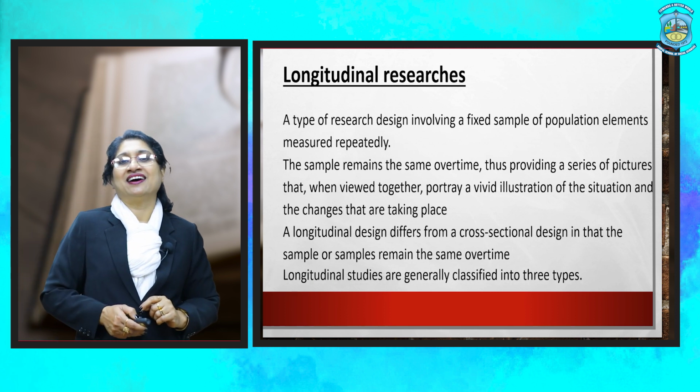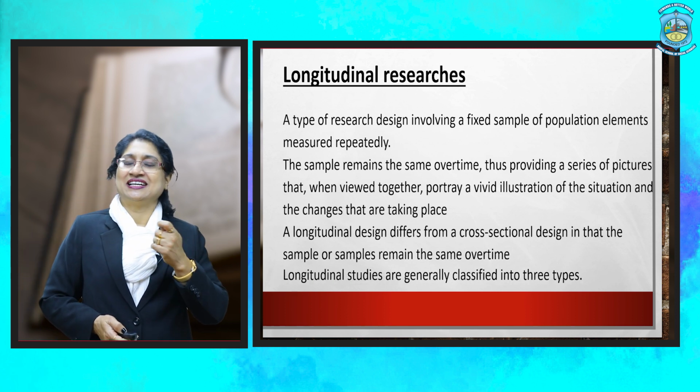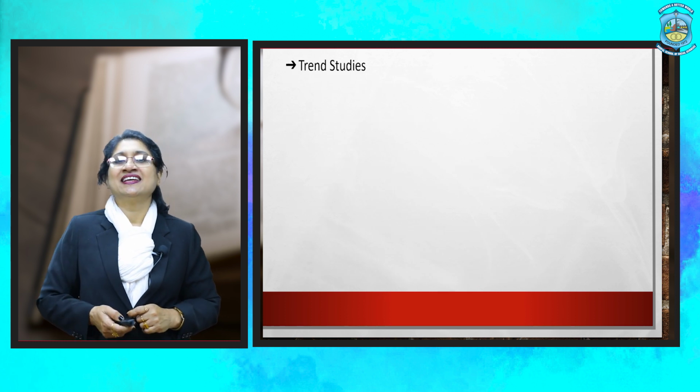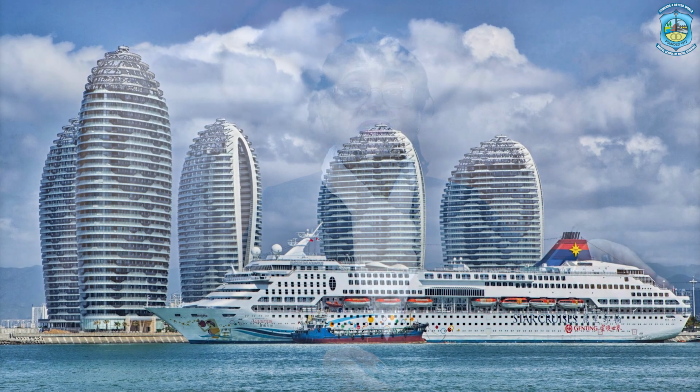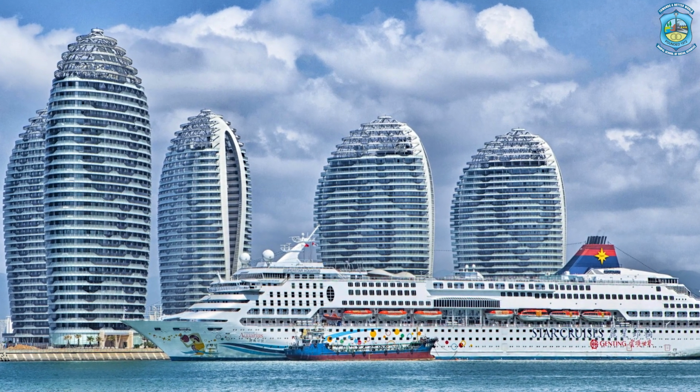Longitudinal studies are generally classified into three types: trend studies, panel studies and follow-up studies. So, we observed that it involves studies of a sample at more than one point of time or occasion. Example: a researcher is interested to know the perception of the tourism graduates towards hospitality sector from the beginning of their degree program to the end of the degree program.